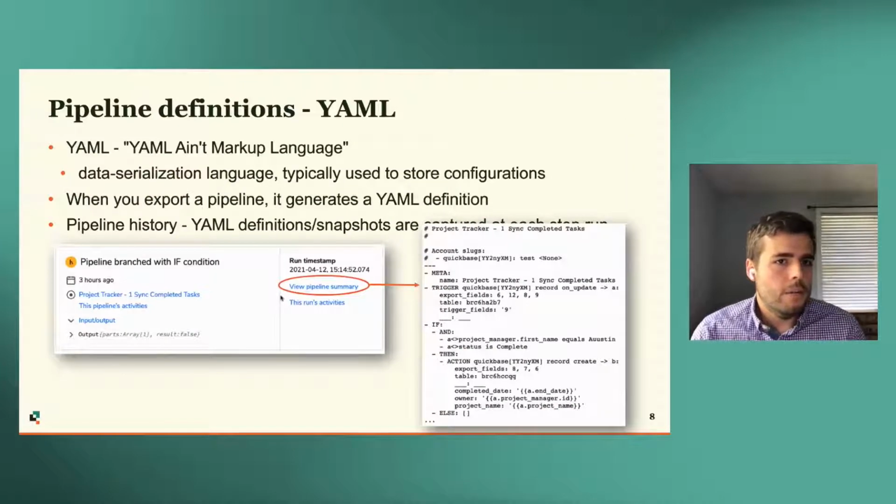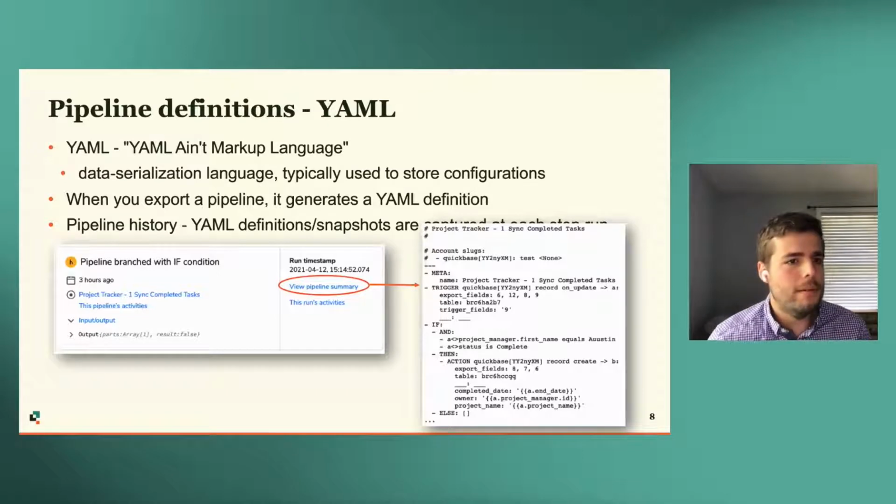The next thing I wanted to talk about was the pipeline YAML. Whenever you create a pipeline and export it, the format of the export is called YAML. The actual definition is YAML Ain't Markup Language. It's a little bit of a play on words, but basically this is a data serialization language typically used to store configurations. In this case, it's the configuration of your pipeline. When I created the pipeline and exported it, I can view the whole pipeline in this raw YAML format.